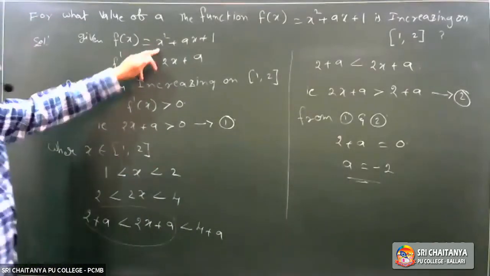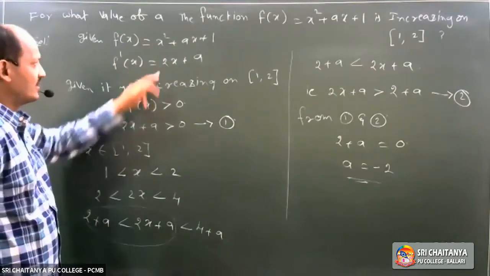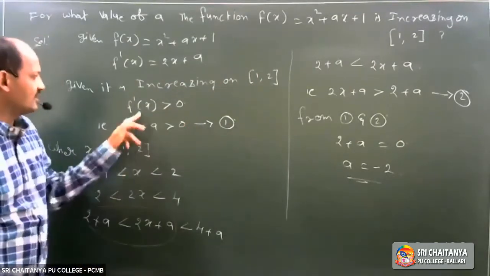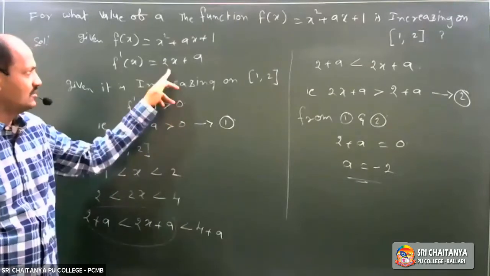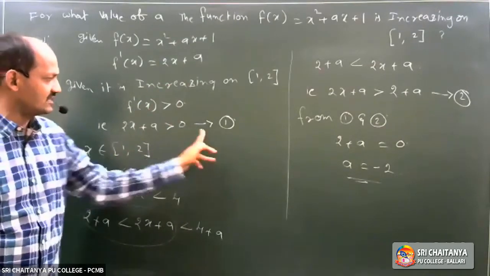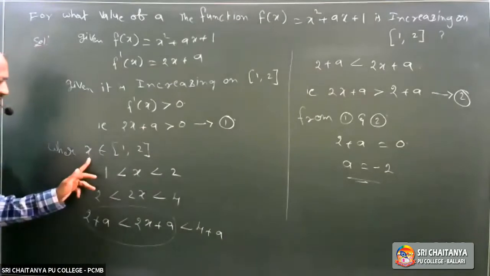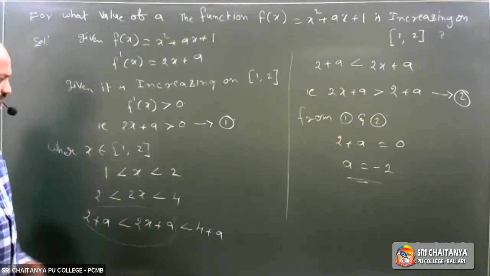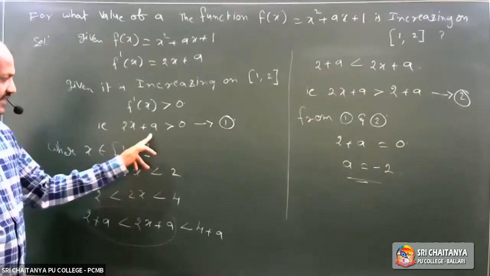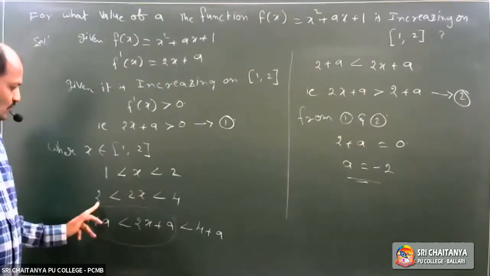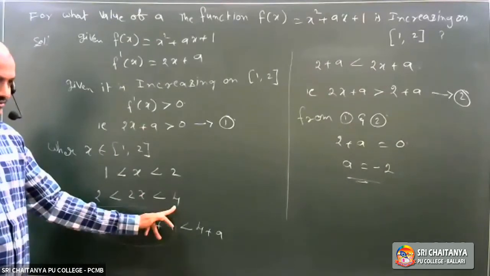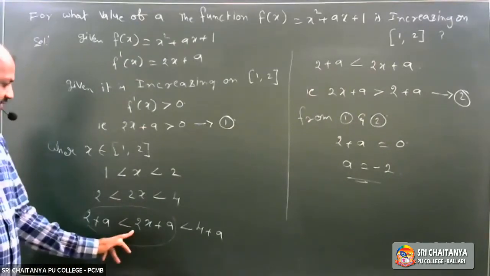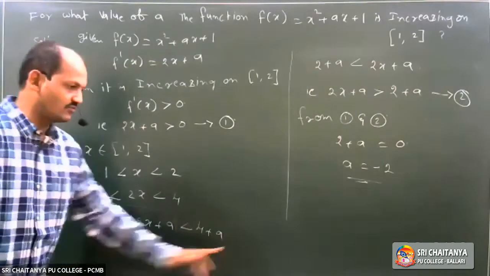Let me first find the derivative of the given function. We get 2x plus a. Already given, it is an increasing function on 1 to 2, that means f dash of x is greater than 0, so 2x plus a is greater than 0. Consider equation 1. Here x belongs to 1 to 2, so 1 less than x less than 2. So it is 2x plus a. First multiply by 2: 2 less than 2x less than 4. But having plus a also, so 2 plus a less than 2x plus a less than 4 plus a.